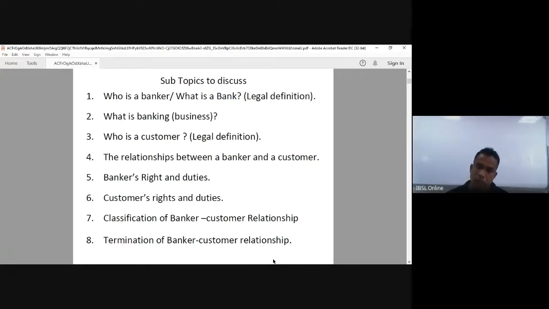Then that is from the bank side. Then we shift to the other side, customer of a bank. Who is a customer? Who can be considered as a customer of a bank? What is the legal definition for the customer? What is the law applicable to the customers of the bank? That part we are going to cover under topic number 3, who is a customer.